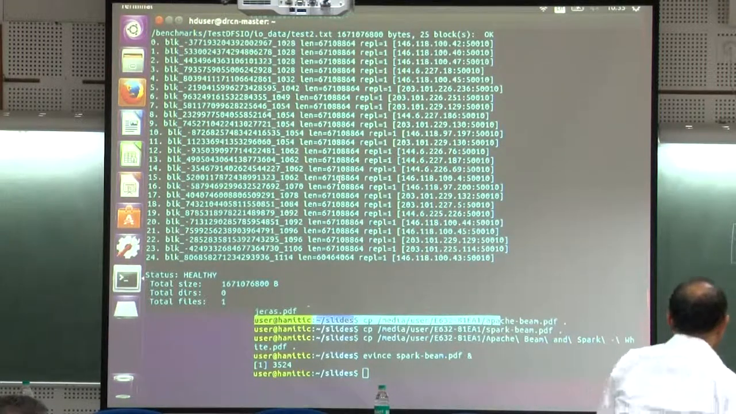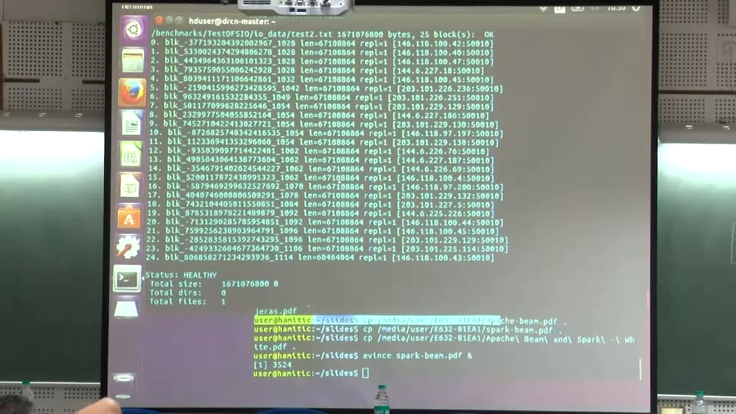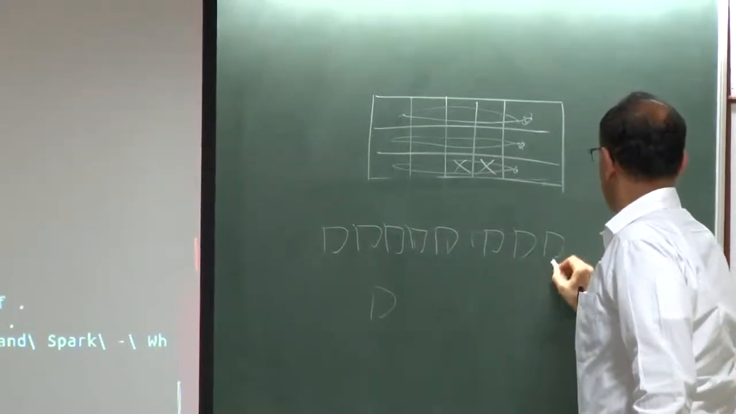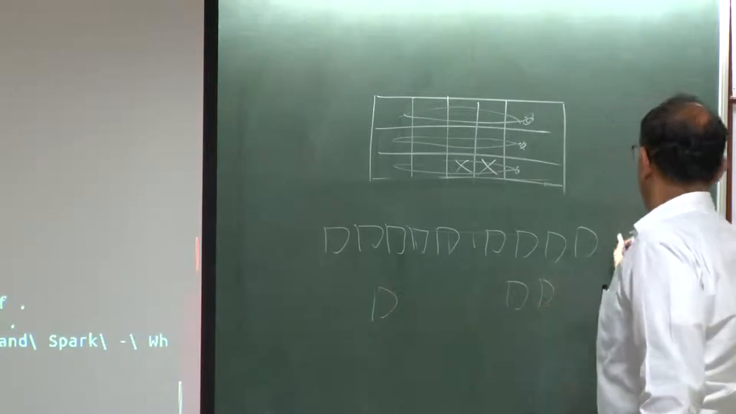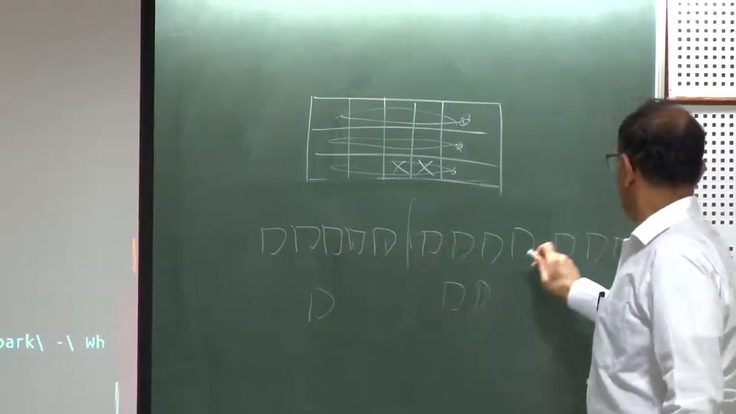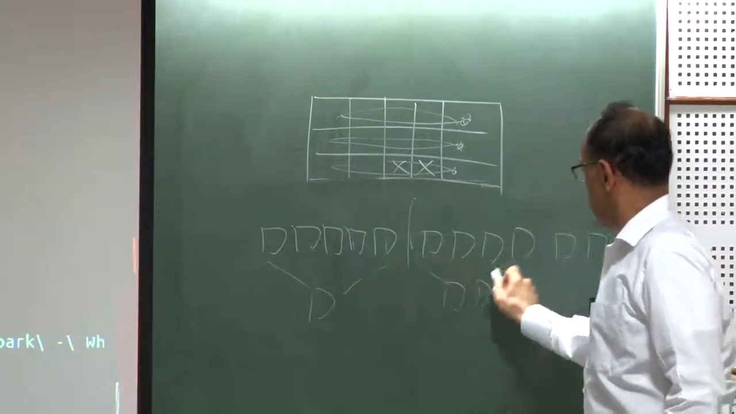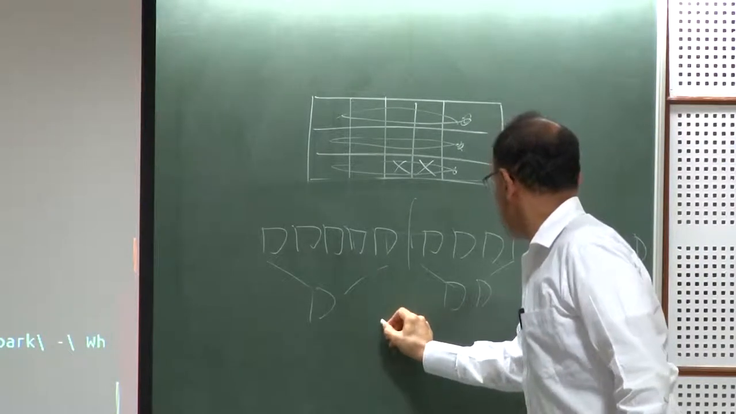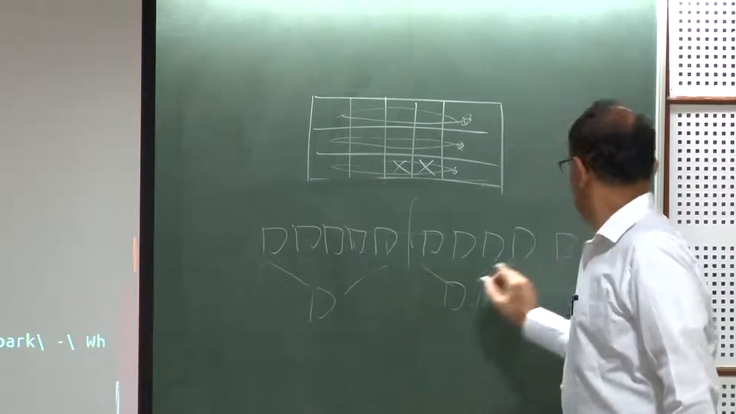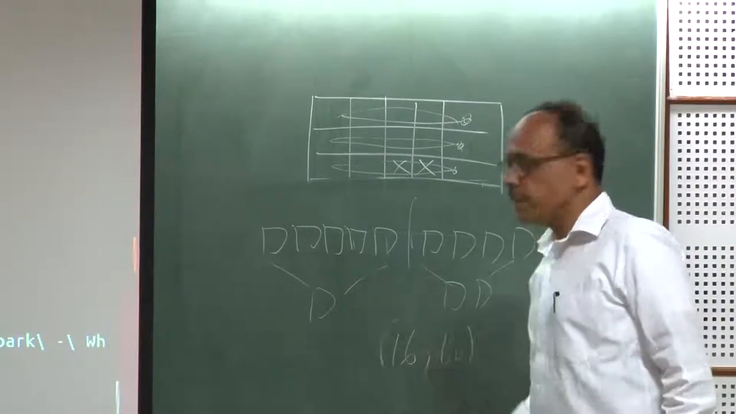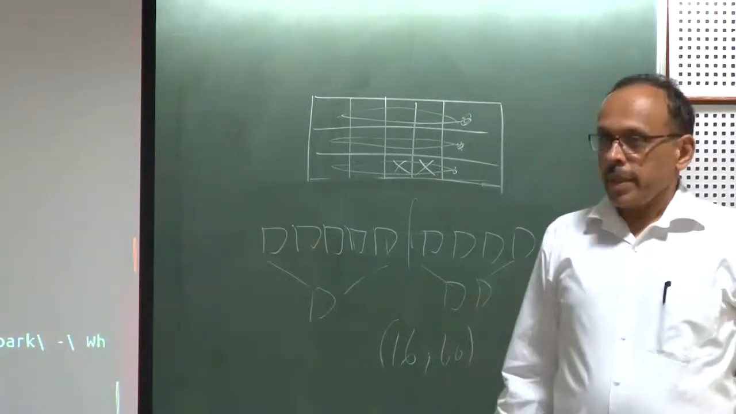My Xorbas LRC got 5 local nodes, and 1 parity for that, another 5, and 4 parity, right? So 10, and these are 2 additional parities that I added. So total, it's actually n is 16 plus 10, right? K is 10. Okay? So what do you expect for 25 blocks?